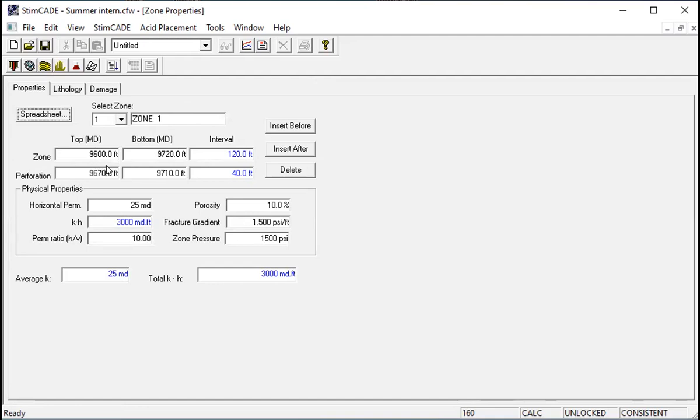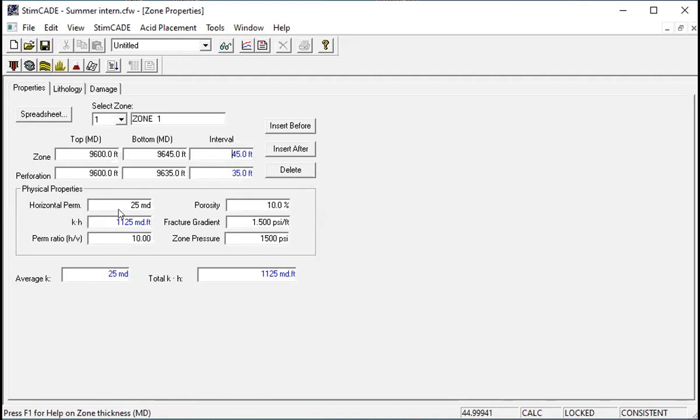The zone that we want to treat starts at 9,600, and let's say ends at 9,645. Then our perforation will start at 9,600. Then it ends at, let's say, 9,635. All right. So this is the thickness of our reservoir, and this is the thickness of our perforation.